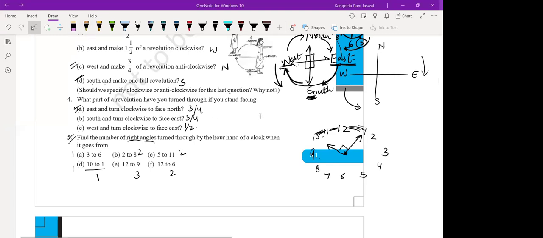Okay. So C part. See, now you are facing west and you turn clockwise to face east. This is the west and you turn clockwise to face east. Ma'am, 1/2. Yes, 1/2, because east is exactly opposite to west.